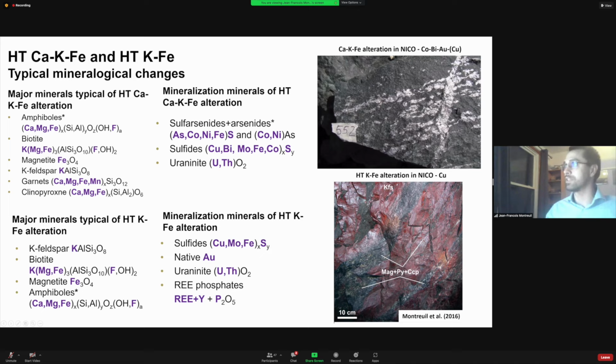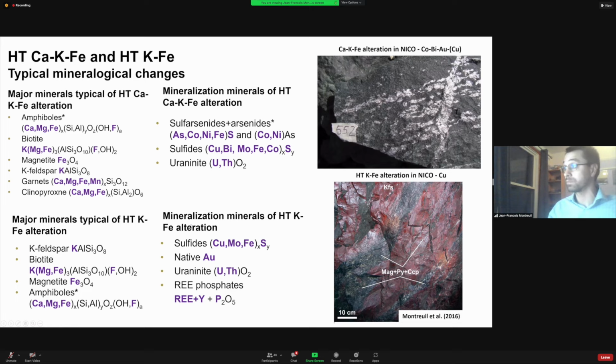Sulfides can be present as well, a wide diversity of sulfides. And we also start to see uranium coming in certain zones of mineralization at this stage. Whereas when we move to the high temperature potassic iron stage, K-feldspar becomes one of the prevailing phases. It can be associated with biotite. Magnetite will be present in variable abundance. Amphibole can be somewhat present, but not as abundant as within the high temperature calcic potassium iron facies.